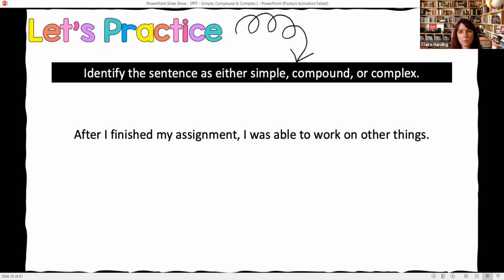So I want you to practice with these sentences. You can write them down or just put it in your head and see if you're correct when I show you the answer. So they're either going to be simple, compound, or complex. So the first one, after I finished my assignment, I was able to work on other things. What is that sentence? Is it simple, compound, or complex?